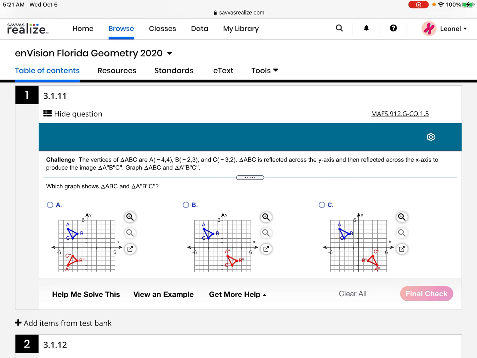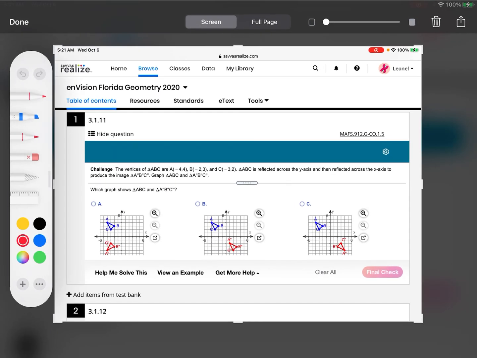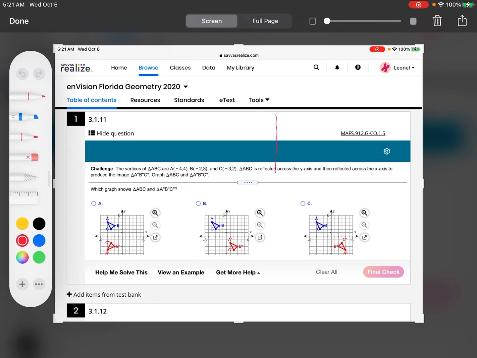Okay, so number 1 says, the vertices of triangle ABC are A(-4, 4), B(-2, 3), C(-3, 2). Triangle ABC is reflected across the y-axis. Okay, so when you're reflecting across the y-axis, that means that your shape, whatever shape it is, in this case it's some kind of triangle, is going to move toward the right. Assuming that it's beginning as it shows in all of these pictures with the blue one.